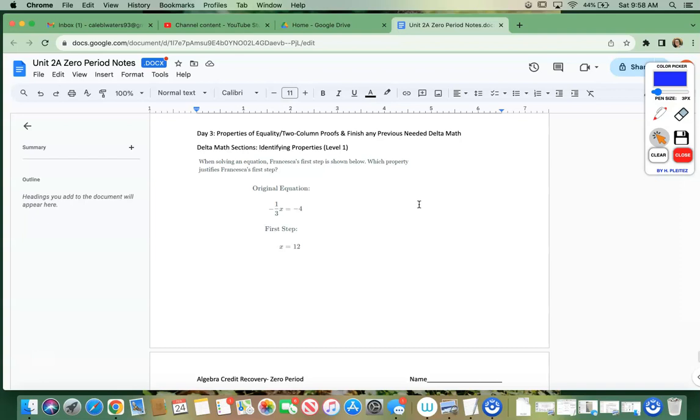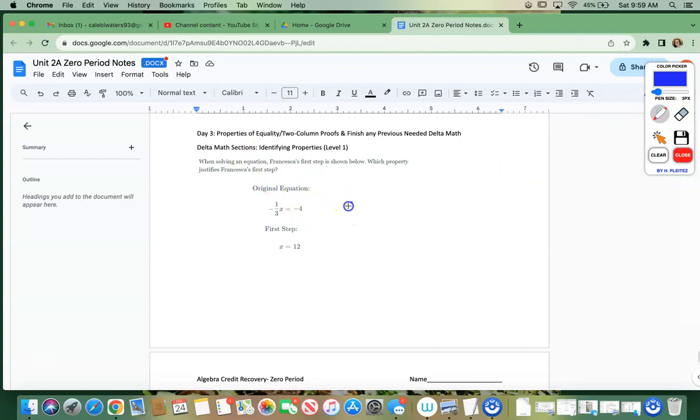Okay, so for this one, it says when solving an equation, Francesca's first step is shown below. Which property justifies the first step? Well, let's look at what she did. She took this negative 1/3, right, and it is gone. Well, what could she have done? Well, she could have divided by negative 1/3, but y'all might think that's a little bit weird, right? Because usually we don't divide by fractions. We multiply by the reciprocal.